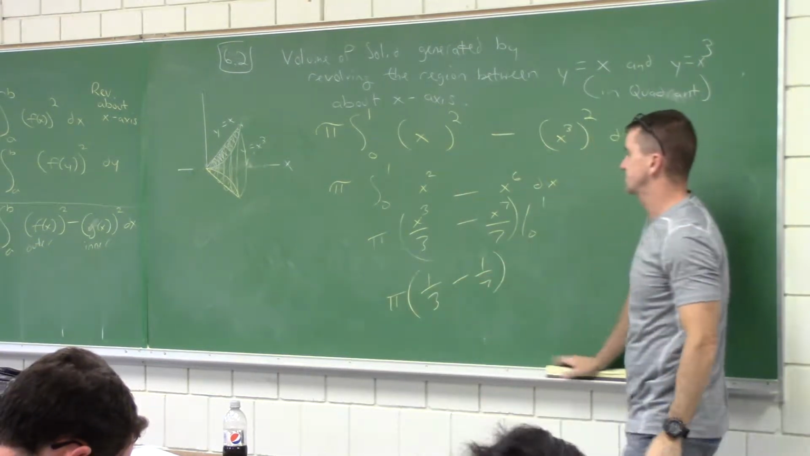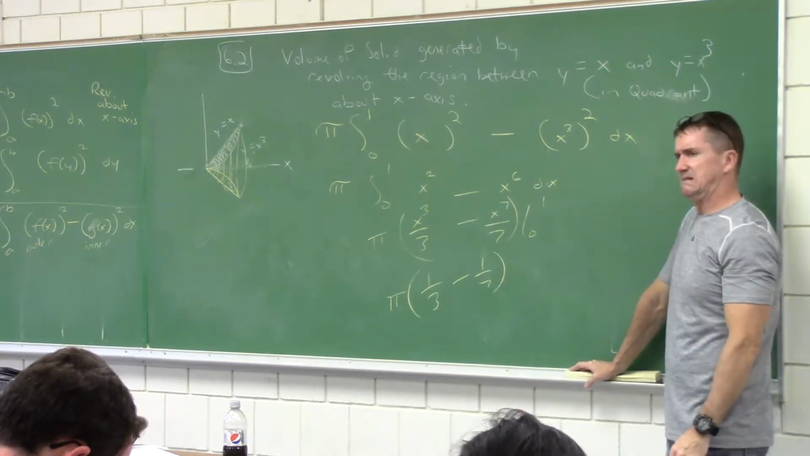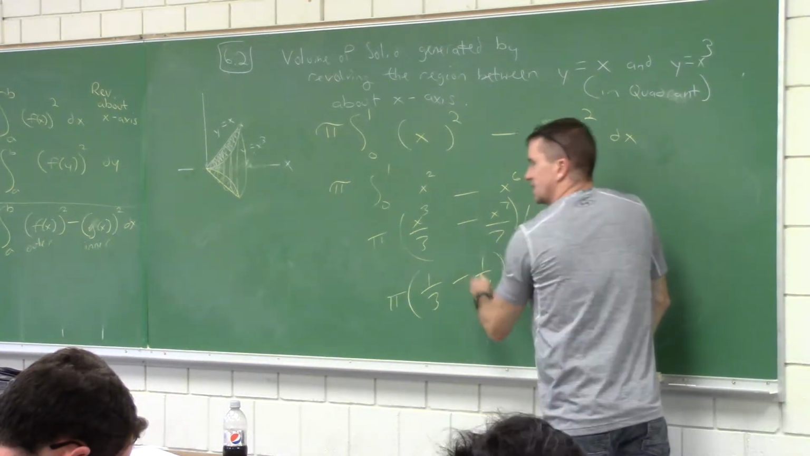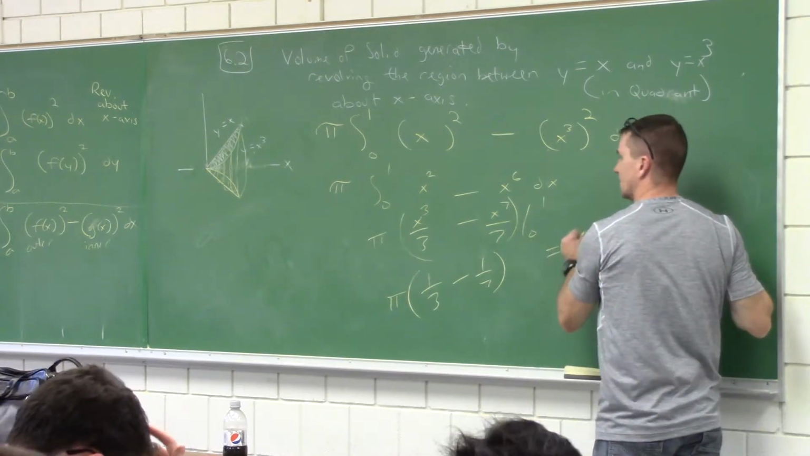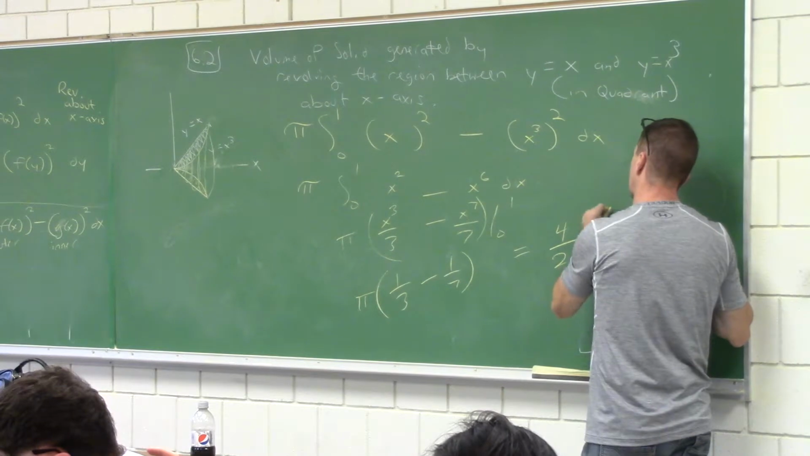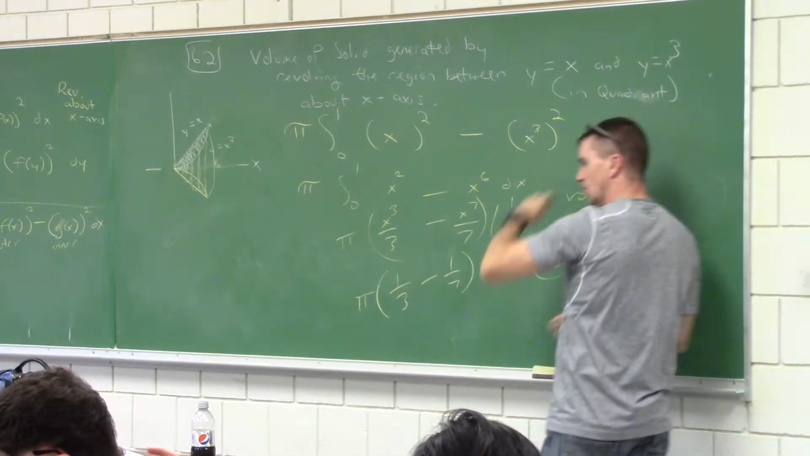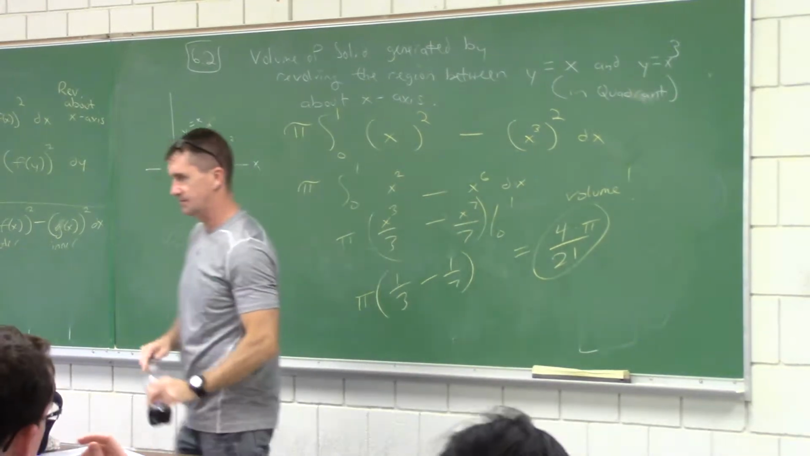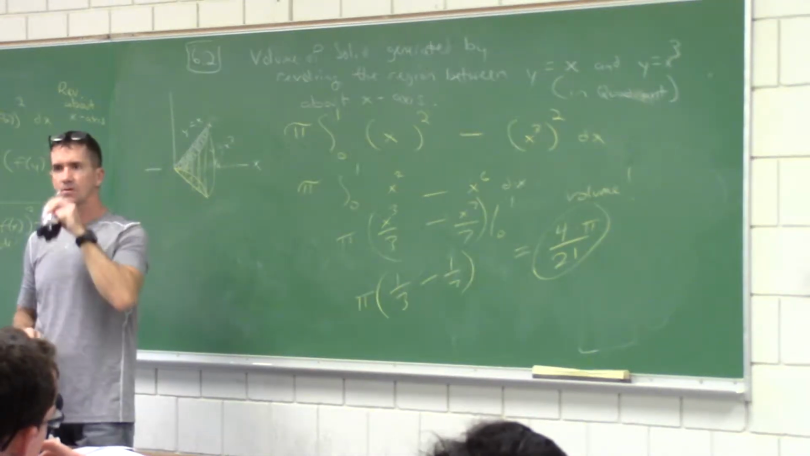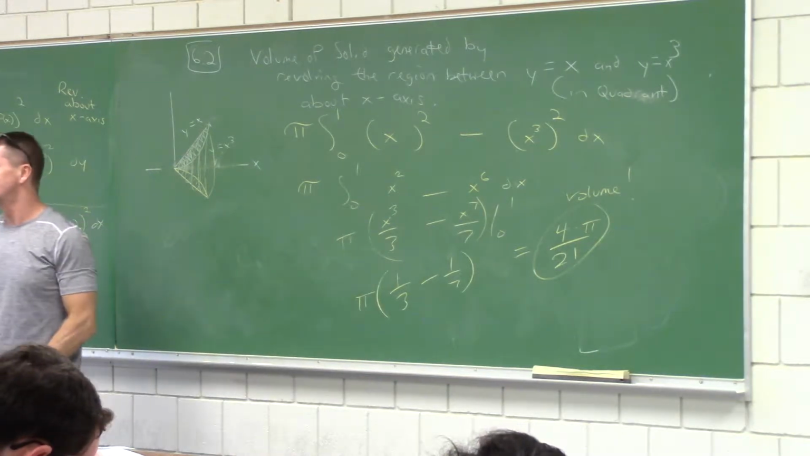Plug in the zeros. What's 1/3 minus a 7? All right, what's 7/21 minus 3/21? 4/21, with a pi. There's the volume. You okay with this so far?